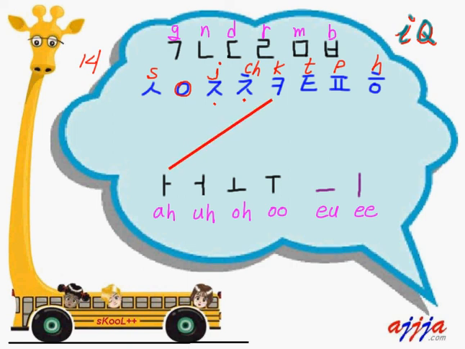Now, what about this one? That's K, right? Ka. Ko. Oh, my ko is nose. Ku. Ki. That's it. What about this one? That's T, right? Ta. To. Tu. Ti. See? What about P?